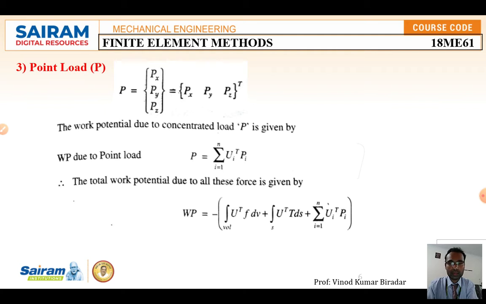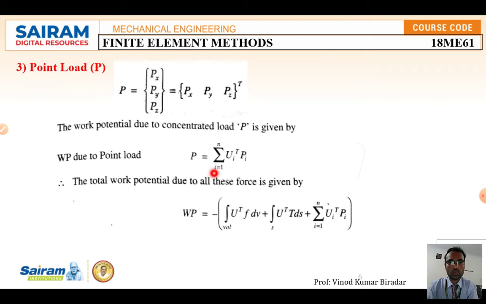So the total work potential is equal to the summation of these terms: this is due to the body force, this is due to the traction force, this is due to the point load. If you combine all those things, that gives the total work potential due to all the three forces which act on the particular element. So this is the equation you have to derive.